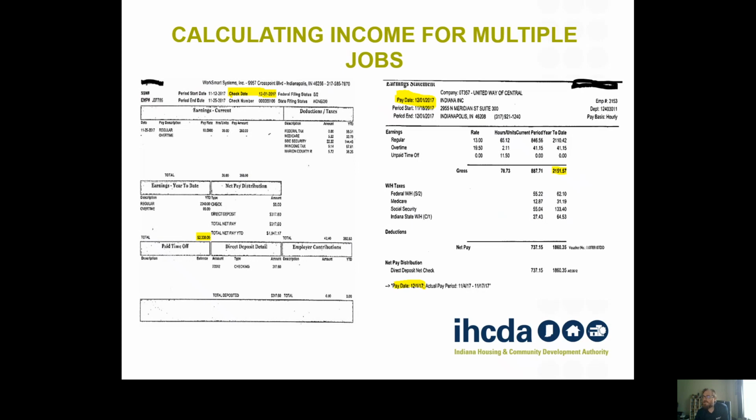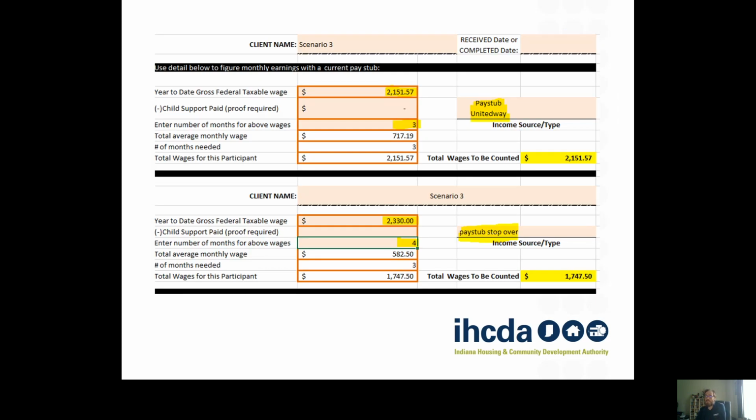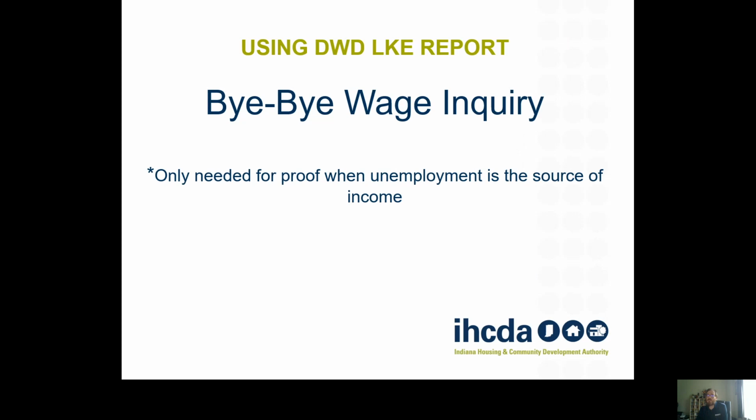And here's an example of just looking at pay stubs for multiple jobs, and entering it into the income calculation worksheet. As with last year, and as I said earlier, we are no longer using the wage inquiry from DWD. We only need it when a proof of unemployment is needed for income.